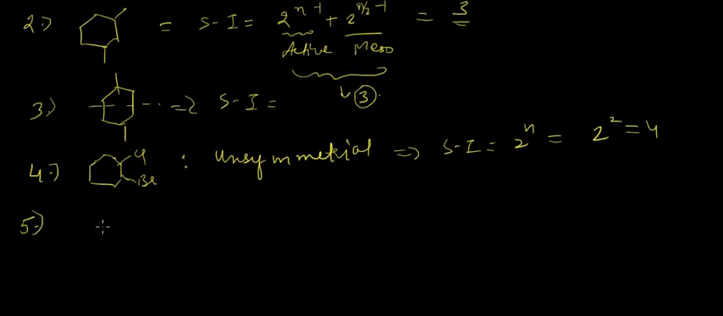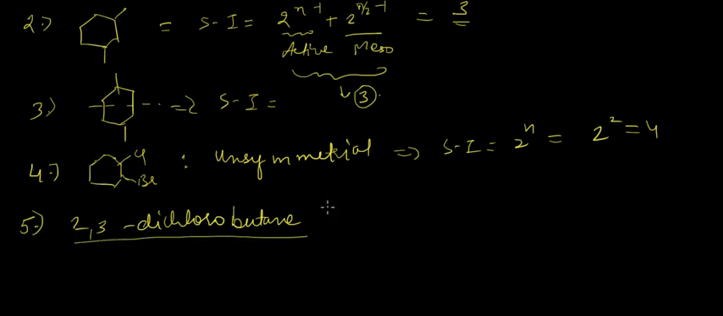Okay, let's calculate for this compound. We have 2,3-dichlorobutane. In 2,3-dichlorobutane, we have to calculate the total number of stereoisomers. We have drawn the structure for it. Is there any center of symmetry? I think yes, there is a center of symmetry. So in this case, the total number of stereoisomers would be 2^(n-1) + 2^(n/2 - 1), which gives the answer 3.